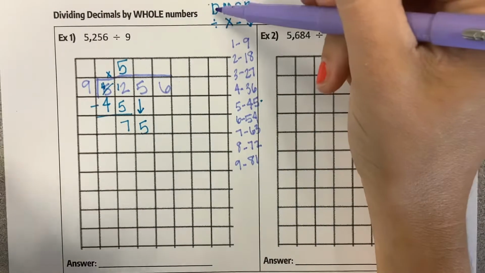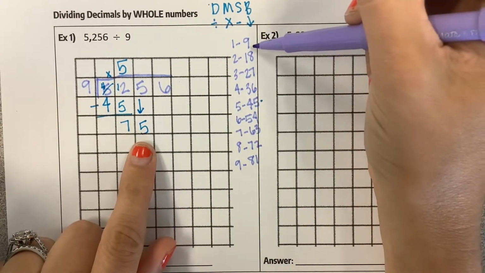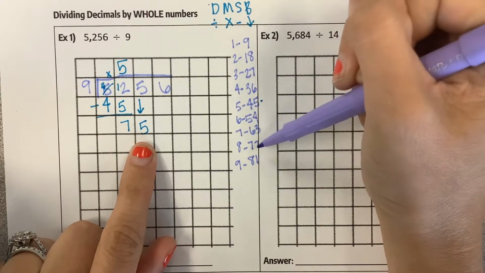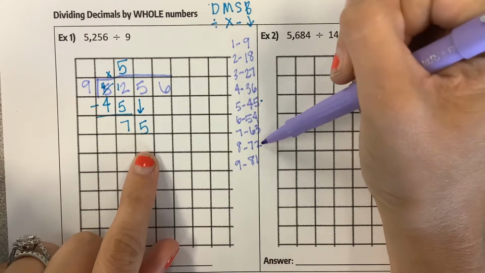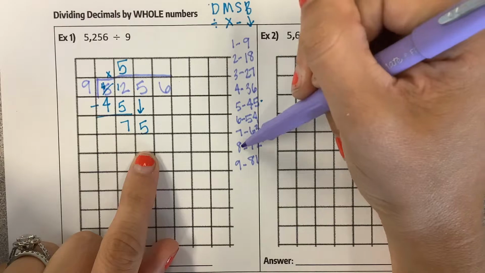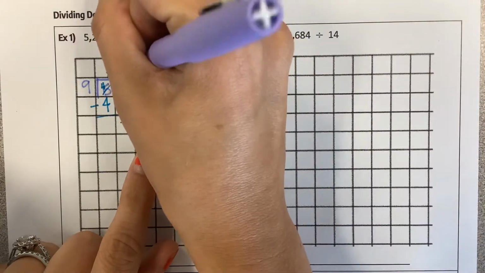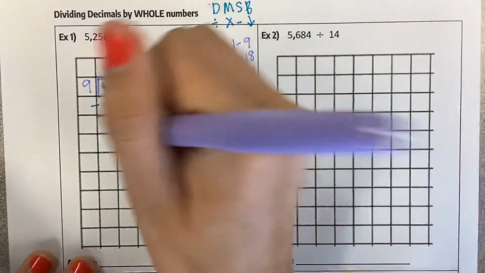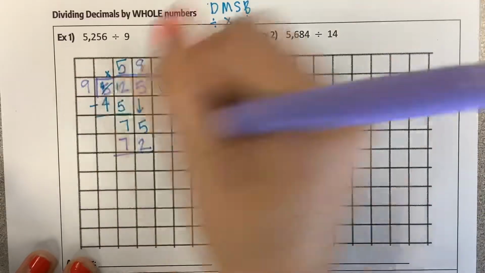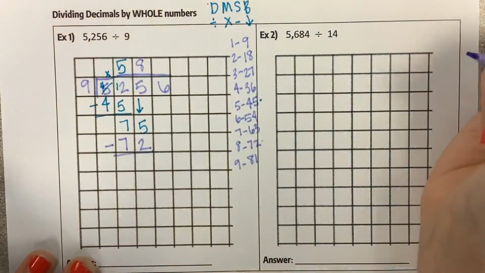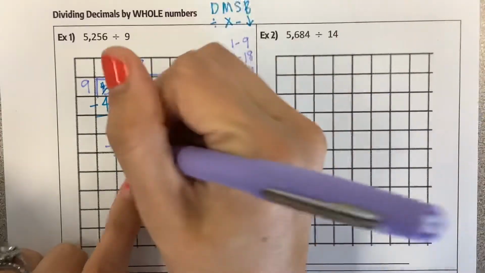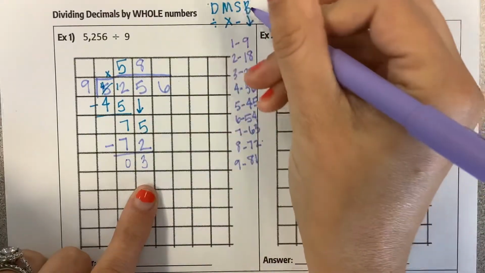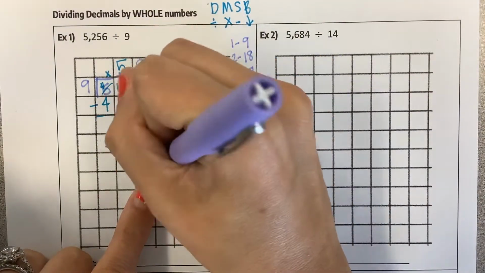How many times, going to the start, does 9 go into 75? So I'm counting again. 9, 18, 27, 36, 45, 54, 63, 72, 81 is too high. So 72 is what works. And it goes in 8 times. So we put our 8 up here. Now we multiply. 9 times 8 is 72. Next step is to subtract. 75 minus 72. Well, 5 minus 2 is 3. 7 minus 7 is 0. Last step, bring down. So I'm bringing down the 6.